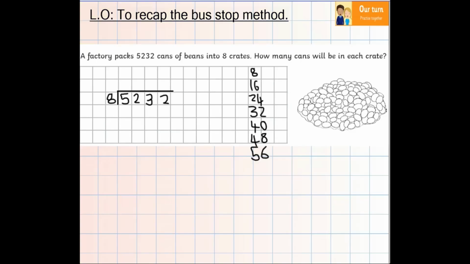I've got one more question for you to have a go at. A factory packs 5,232 cans of beans into 8 crates. How many cans will be in each crate? So again, I've laid the method out for you. I just want you to have a go in your notebook. So pause the video and then unpause me and we will go through the answers.